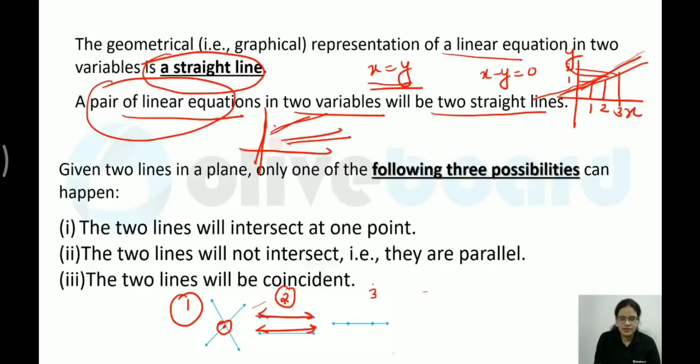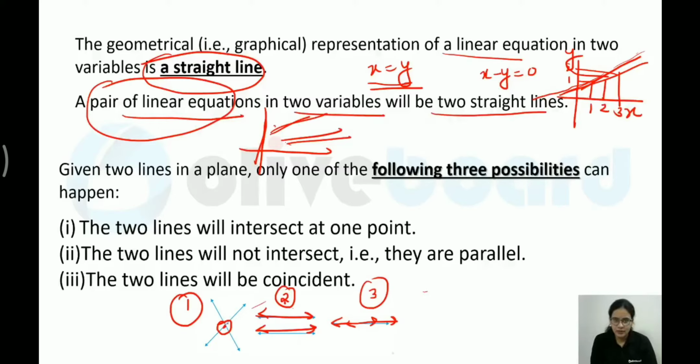And the third situation is they are lying on each other, or I will call them coincident. Okay, they are lying on each other. That is nothing but the coincident line. Are you getting it? So these are the only possibilities. Can you imagine any other possibilities other than this? Yes? No? So only these 3 conditions would be possible.